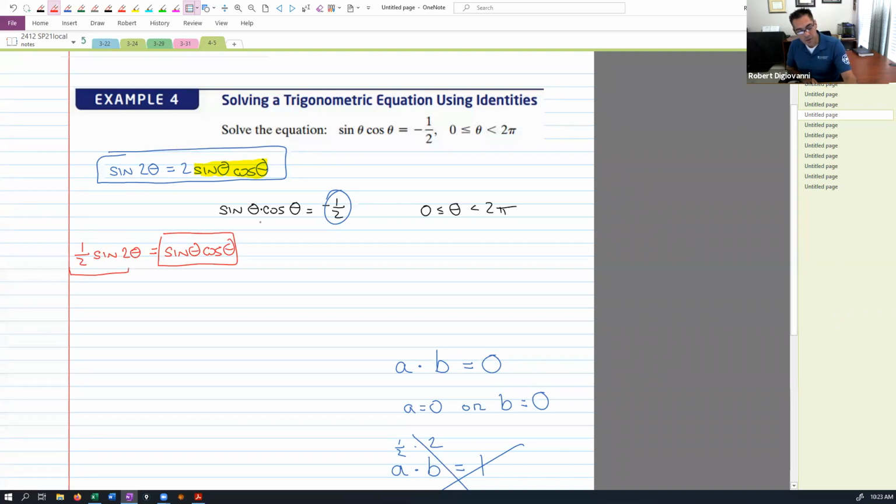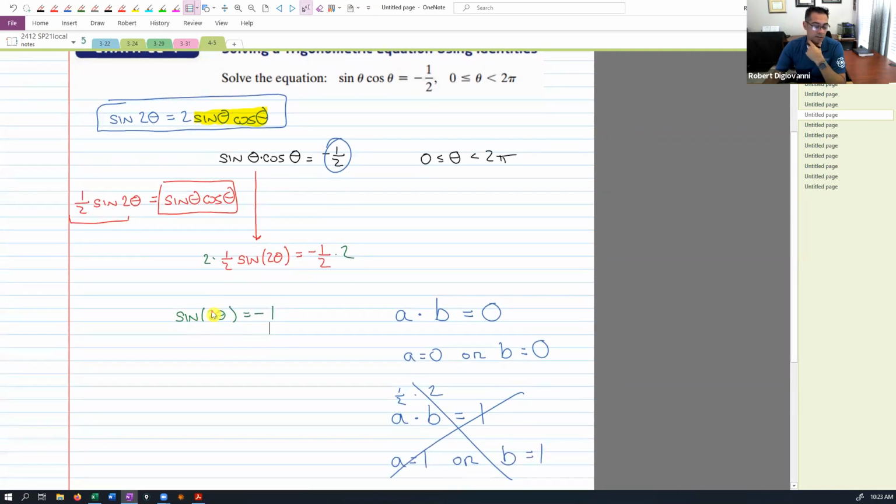And so what I'm going to do is take this left-hand side and replace it with 1/2 sine of 2 theta. And that must equal -1/2 now. And the thing that's good about this is that now I can multiply both sides by 2, and I get sine of 2 theta equals -1. Y'all with me on this?